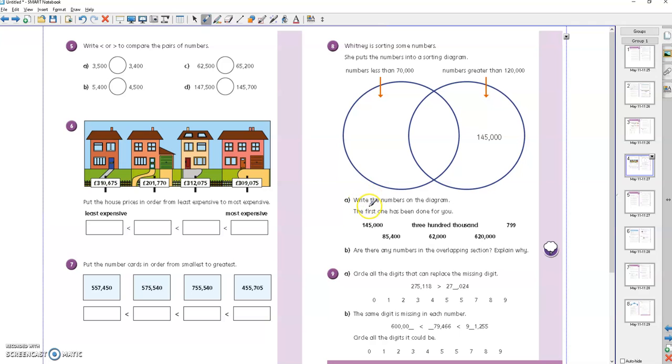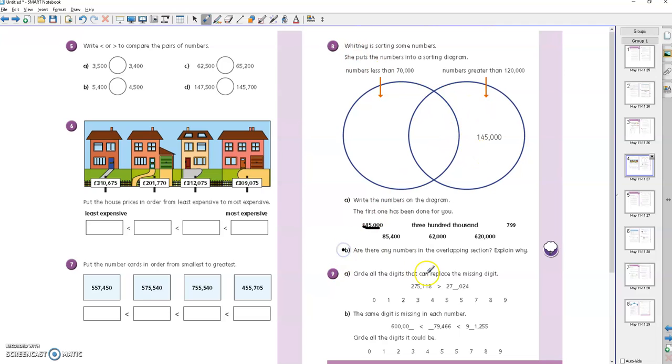So for A, it says write the numbers in the diagram. The first one's been done for you. So it's taken this one here and it's put it in the circle where it has numbers greater than 120,000. Then you've got these other ones to put in where you think they should go in the circle.